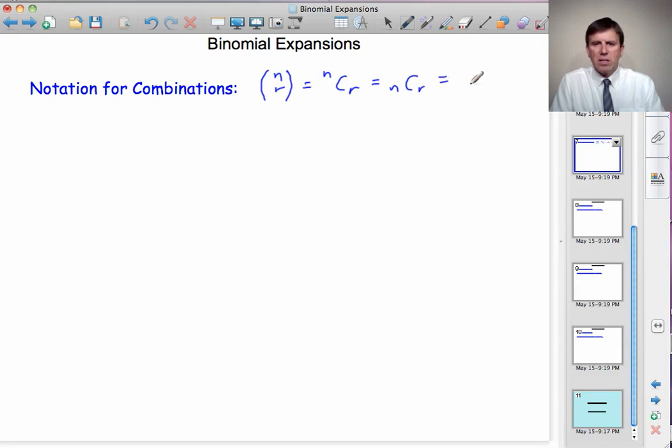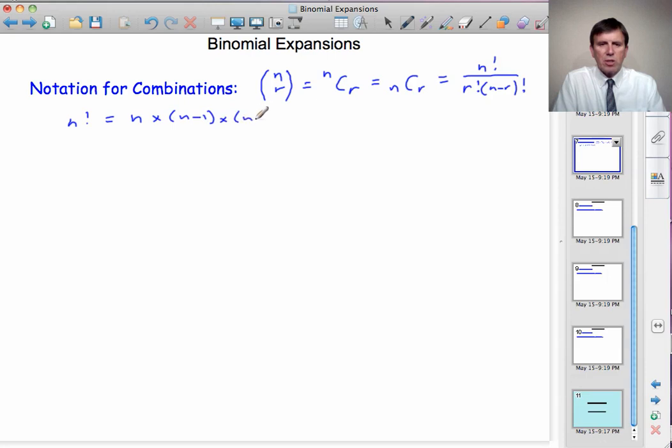But in each case, these mean the same. They mean n factorial divided by r factorial multiplied by n minus r factorial. But what's a factorial? Well, n factorial simply means n times n minus 1 times n minus 2 times all the way down every integer to 3 times 2 times 1. So for instance, 6 factorial means 6 times 5 times 4 times 3 times 2 times 1.